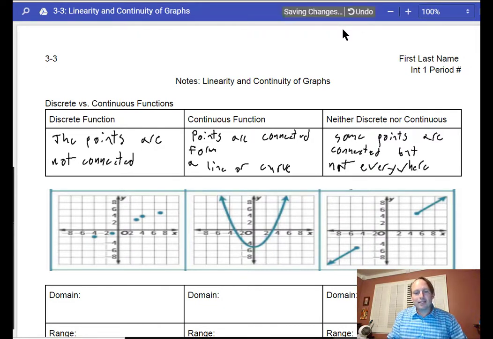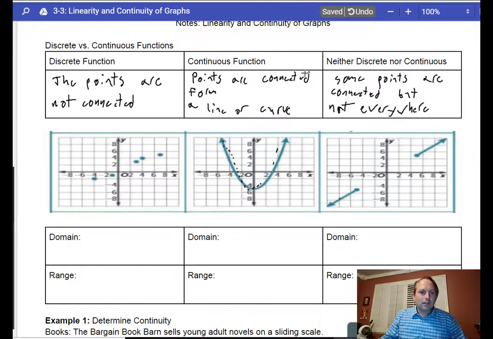Here are the points, not connected. Here are the points. They're connected all the way through here. Here are the points. They're connected here, and then they're connected here, but not in between. All right, well, let's go on.